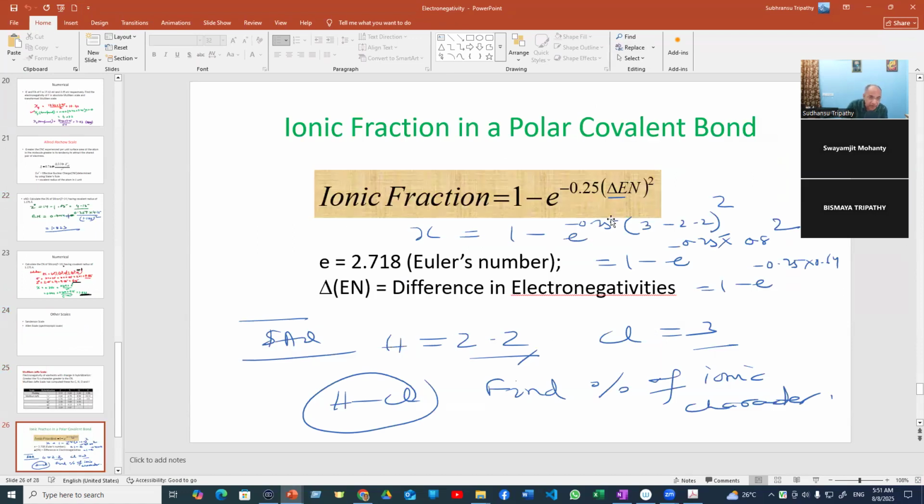Have you written this? Ionic fraction in a polar covalent bond. There is another method, which you will study in chemical bonding, from the dipole moment study, but this is another, not very crude but a crude method to find out the percentage of ionic character or polar character in a covalent bond. That is called ionic fraction, is 1 minus e to the power minus 0.25 into the square of the electronegativity difference.